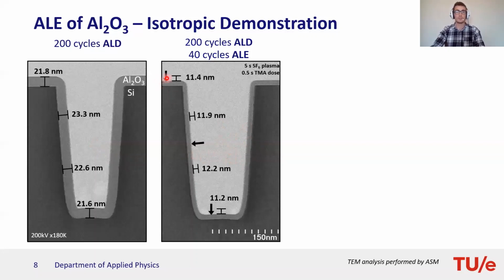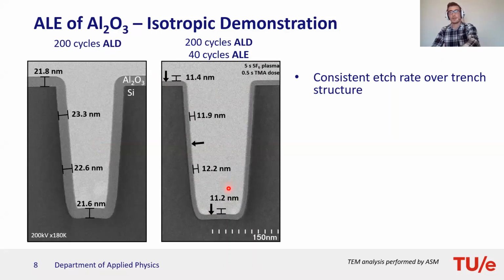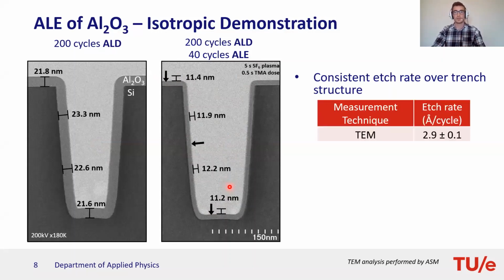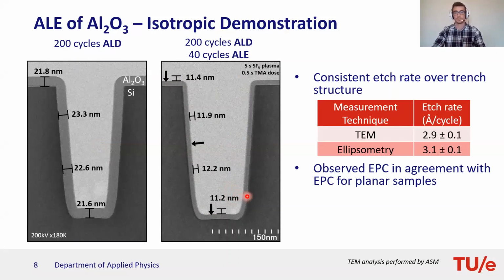We can see that the film is removed over the entire trench structure, and that the smooth conformal film is maintained over the entire trench structure. If we evaluate the etch rate, we can see that it's consistent over the entire trench structure, which would suggest that there is a negligible contribution from the anisotropic directional ions in the plasma towards etching. So this yields a net rate of about 2.9 angstrom per cycle, which when compared to our plain ALE substrate etch per cycle, is very similar.